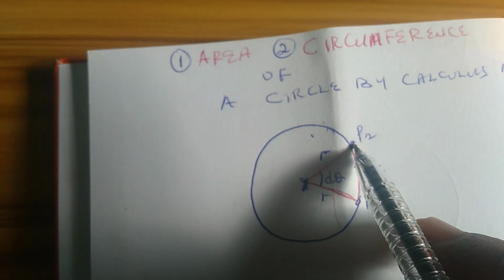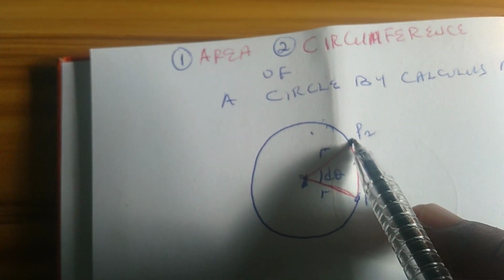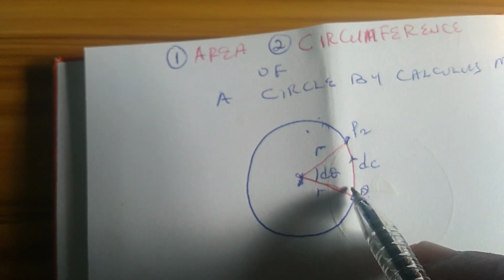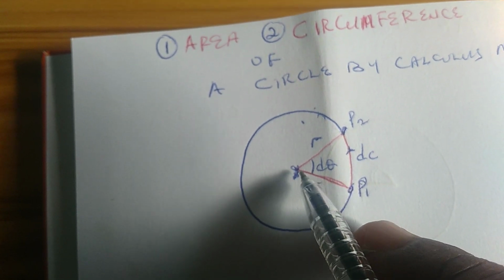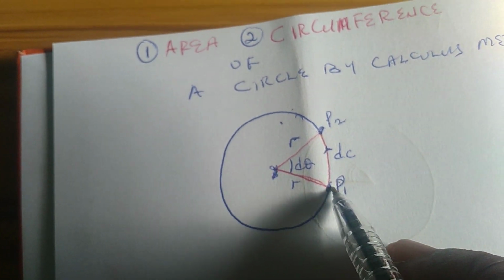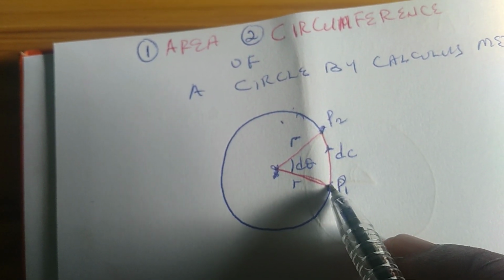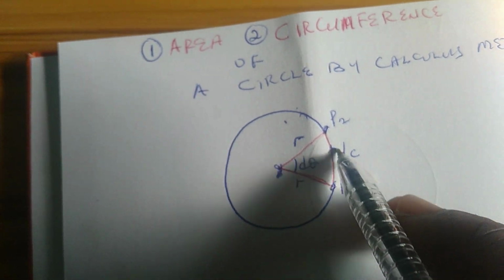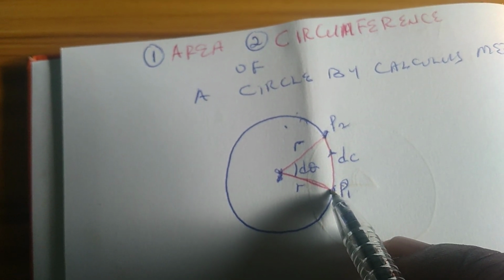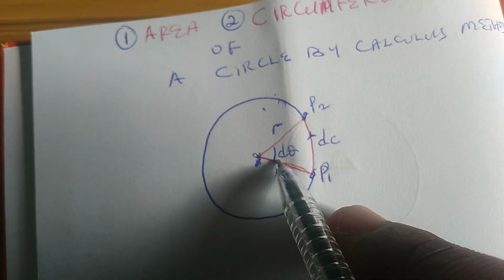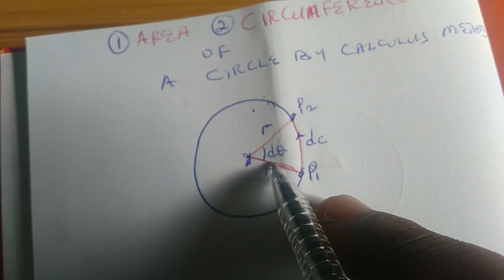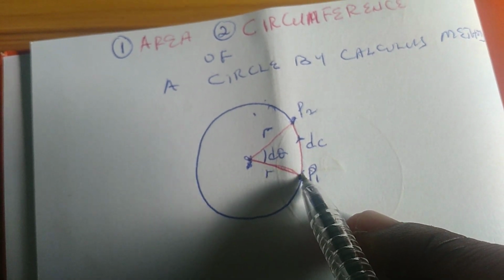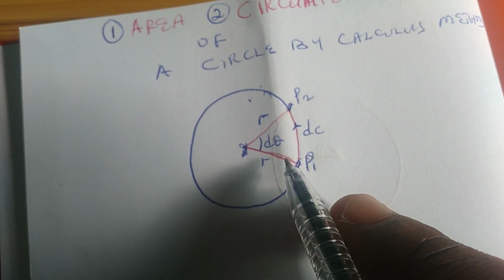As the point moves along this circle, it describes an infinitesimal portion, that means a very tiny portion of the circumference called dC. As this movement describes this dC, we can notice that the radius of this circle is also moving as the point is moving from P1 to P2. As this happens, there is an infinitesimal change in the angle between the radius at position P1 and position P2.